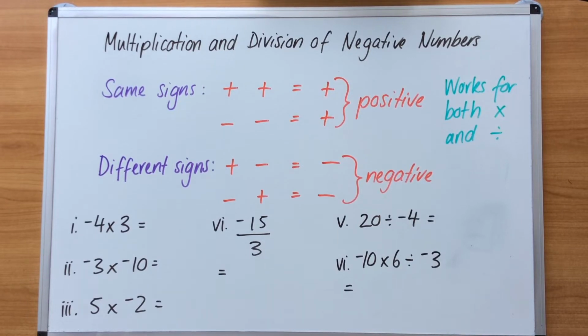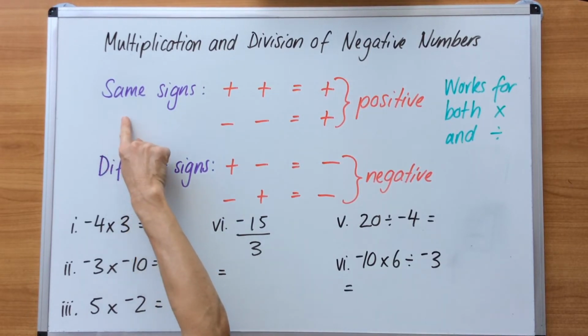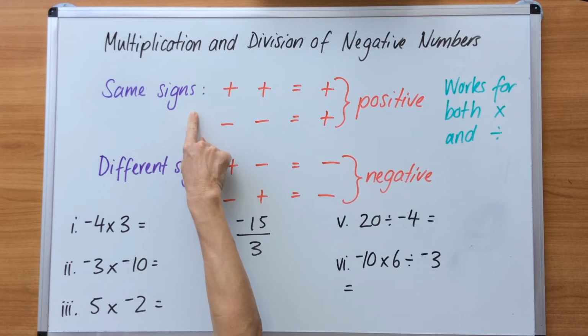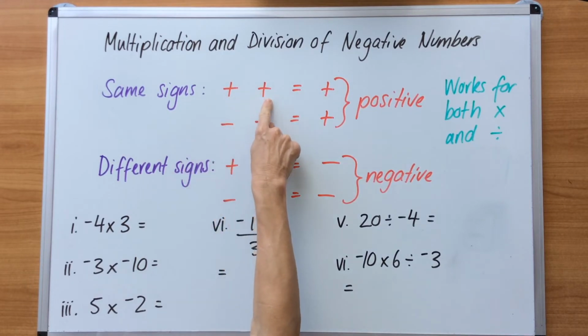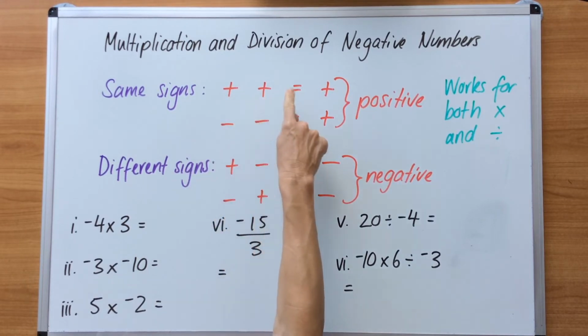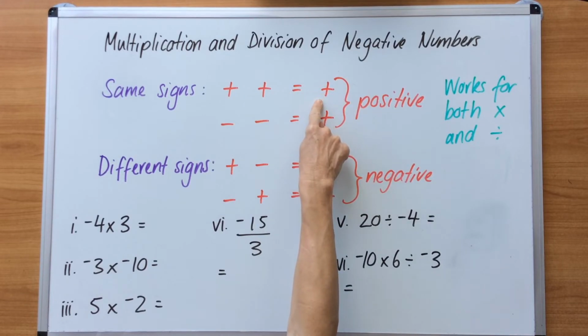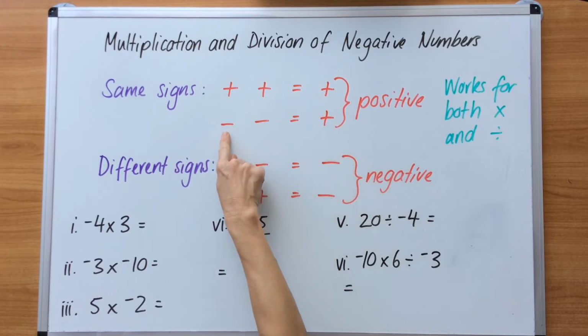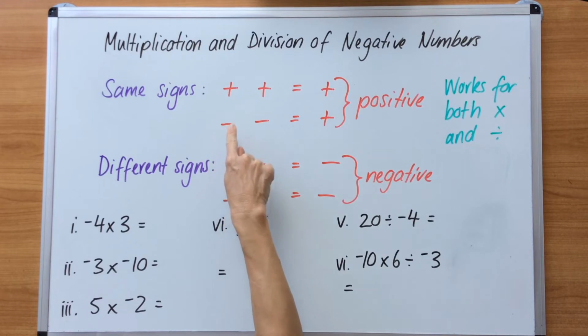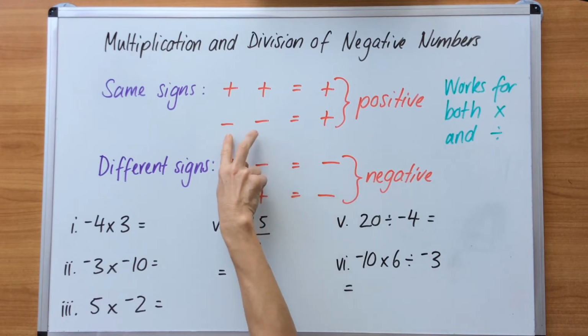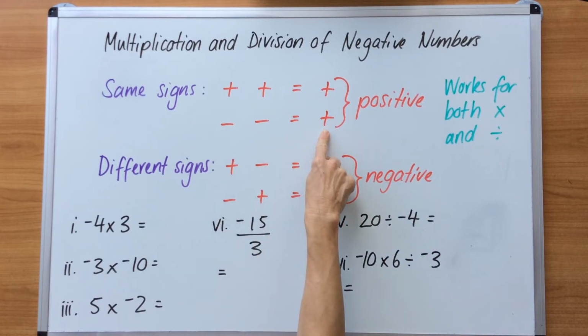So if you get a question with multiplication or division that has two positive numbers multiplying or dividing, you're going to get a positive answer. If you get a negative number multiplied by a negative number, or division, you're going to get a positive answer.